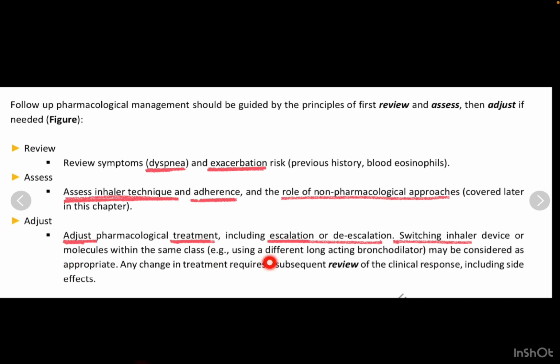and molecules within the same class, like using a different long-acting bronchodilator, as I have already told you, may be considered as appropriate. Any change in treatment requires a subsequent review of the clinical response, including side effects. So again, this whole scenario will repeat itself.